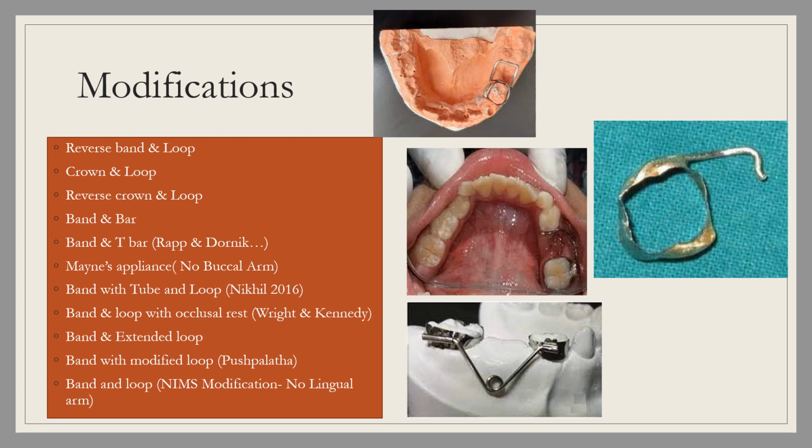Both the teeth are banded and then a V-shaped appliance is used. This is an active appliance. It can be used as a space regainer as well. There are many other modifications, or modified loop bands with modified loops, and many modifications have come. So this is all about the band and loop space maintainer.